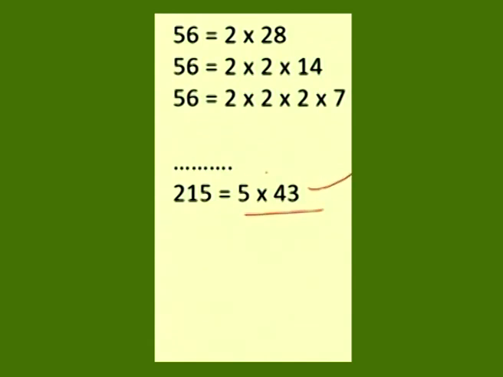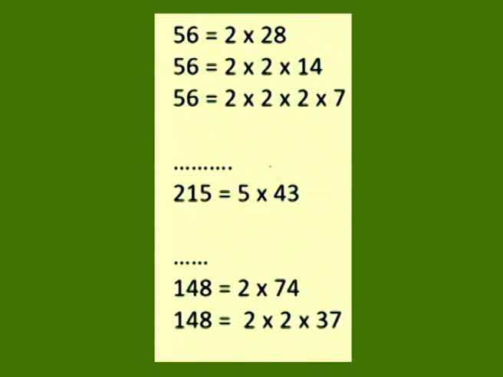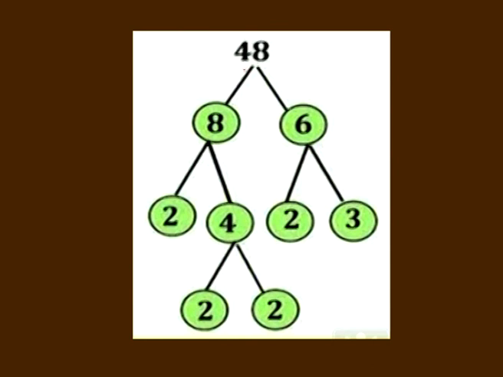Let us see, 215 is 43 into 5. 43 is a prime number and 5 is a prime number. And here 148 is written as a product of prime numbers, 2 into 2 into 37. And you are observing here, 48 can be written as 8 into 6. These are composite numbers, and 8 is 2 into 4 and 6 is 2 into 3, and we can write 4 as 2 into 2. So, 48 can be written as a product of prime numbers: 2 into 2 into 2 into 2 into 3. This is called a factor tree.